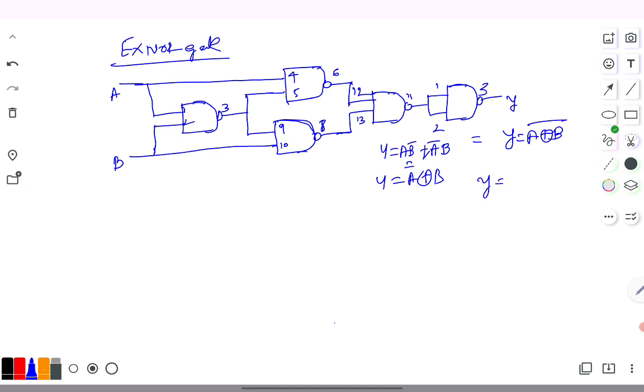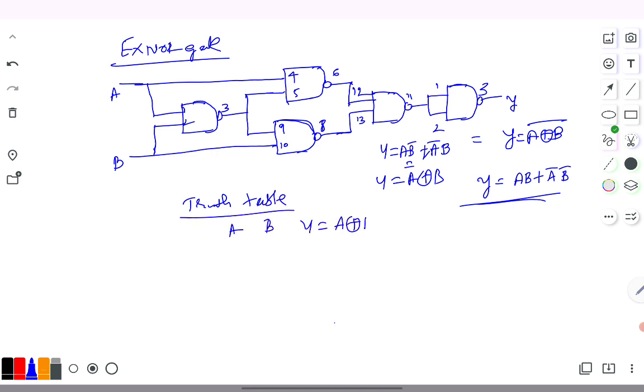Or Y is also equal to the XNOR gate, Y is equal to A B plus A bar B bar. This is with NAND gates. Truth table: A B, Y is equal to A XOR B whole bar: 0 0 gives 1, 0 1 gives 0, 1 0 gives 0, 1 1 gives 1. This is the truth table of XNOR gate.